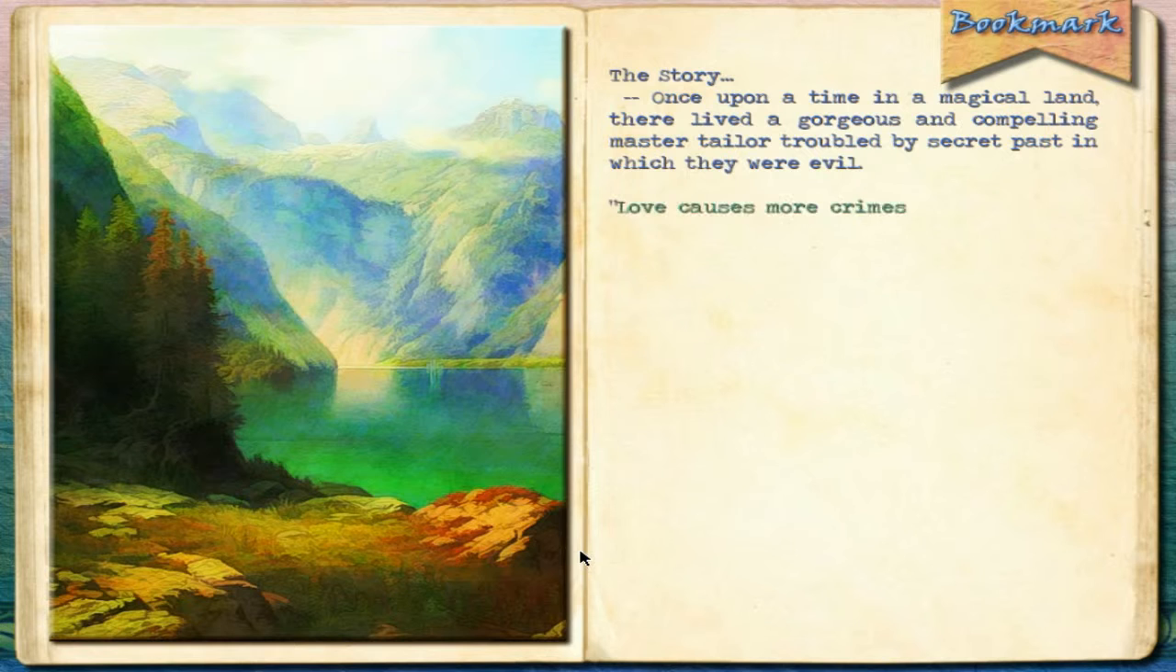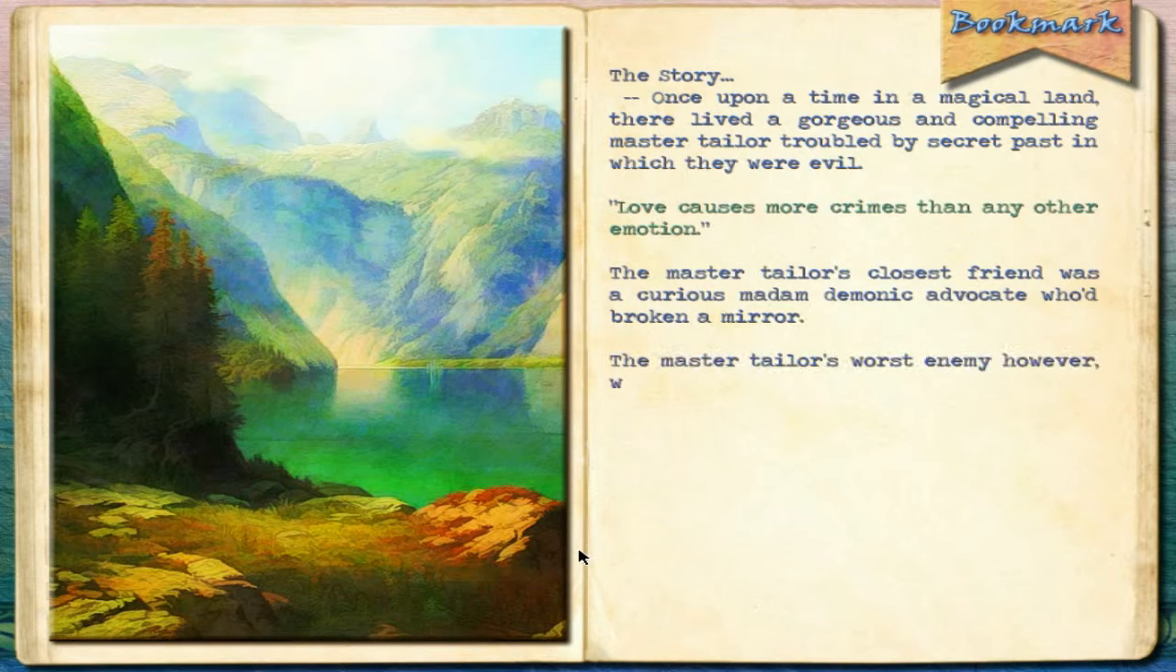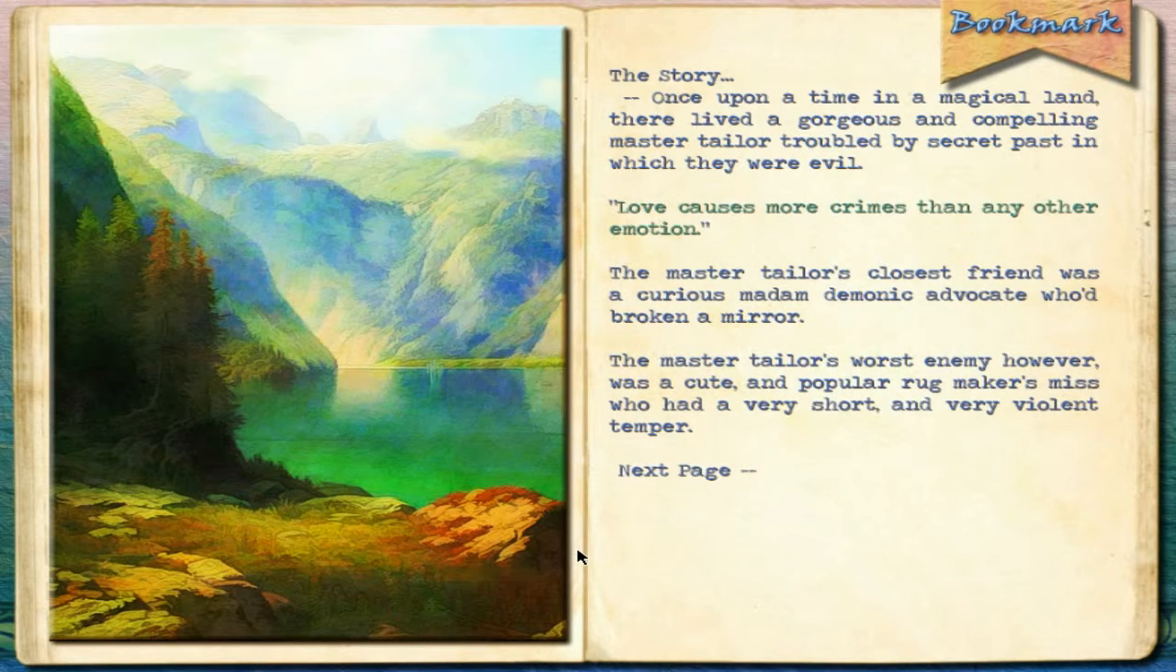Once upon a time, a gorgeous and compelling master tailor, troubled by a secret past in which they were evil. Love causes more crimes than any other emotion. The Master Tailor's closest friend was a curious madam demonic advocate who'd broken a mirror. The Master Tailor's worst enemy, however, was a cute and popular rug maker's miss, who had a very short and very violent temper. Next page.